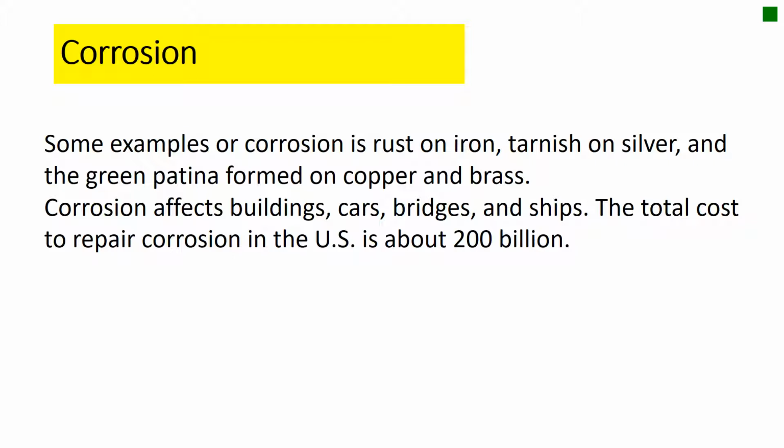So corrosion is nothing new to us. We're just seeing it as a chemical reaction that's happening. Some examples, like I was saying, are the rusting of iron, the tarnish on silver, and the green patina formed on copper and brass. Those are some examples of corrosion. So it's nothing big, just the normal things. Just look at corrosion as a chemical reaction that's affecting the texture, color, and the metal itself.